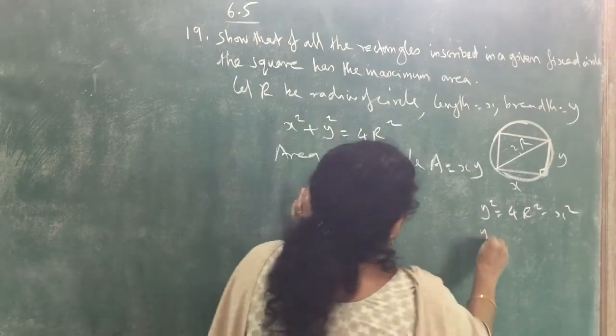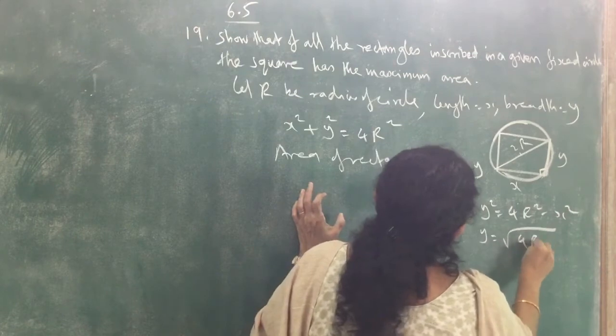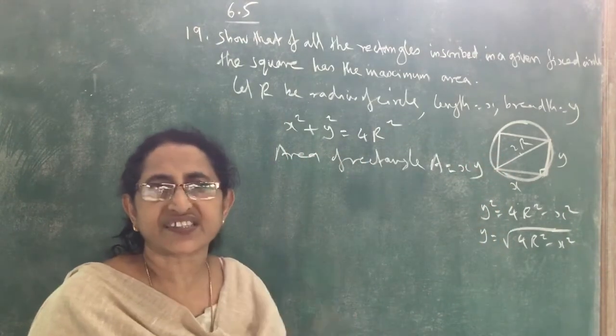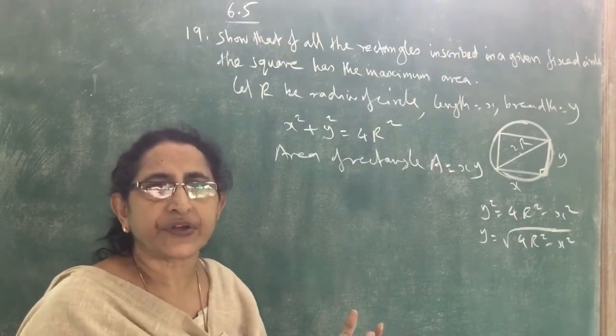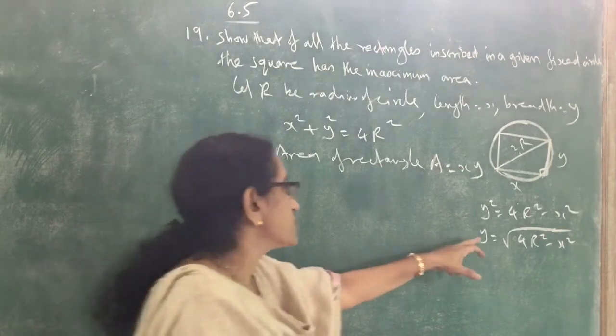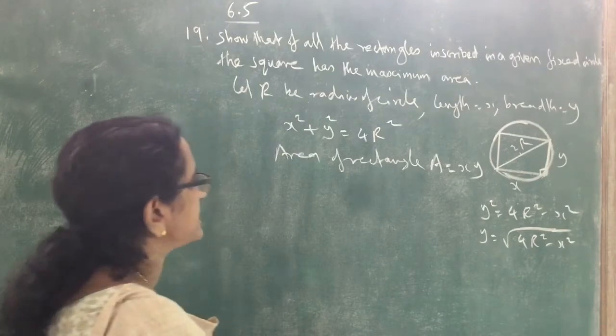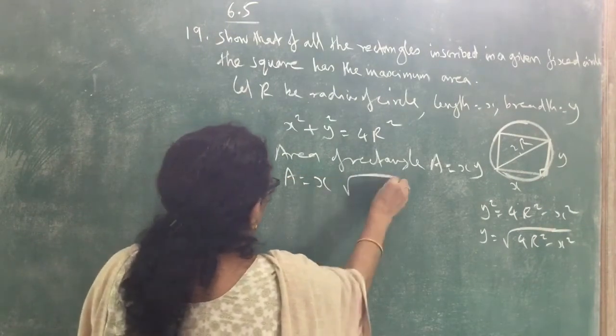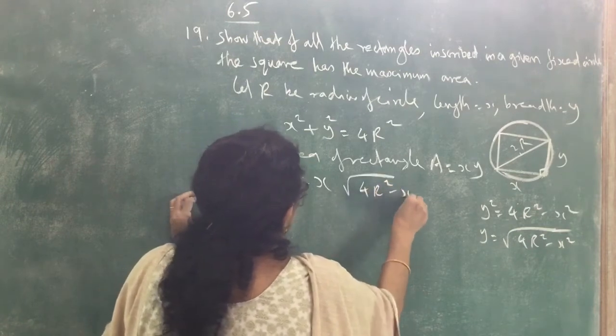Therefore y equal to root of 4r square minus x square. Here we know x, y, 2r are all distances, lengths, therefore they are positive, so we only take the positive square root. So y equal to root of 4r square minus x square. So area A equal to x into root of 4r square minus x square.